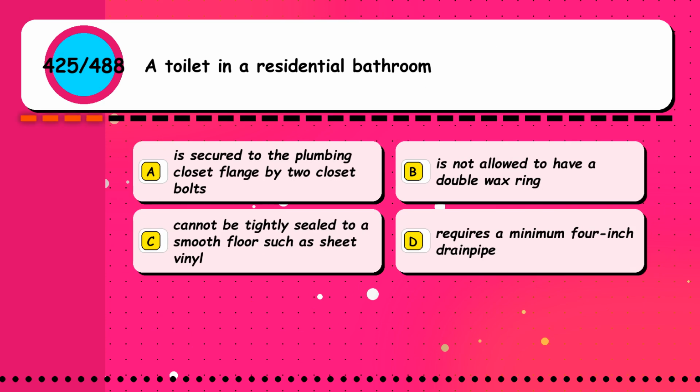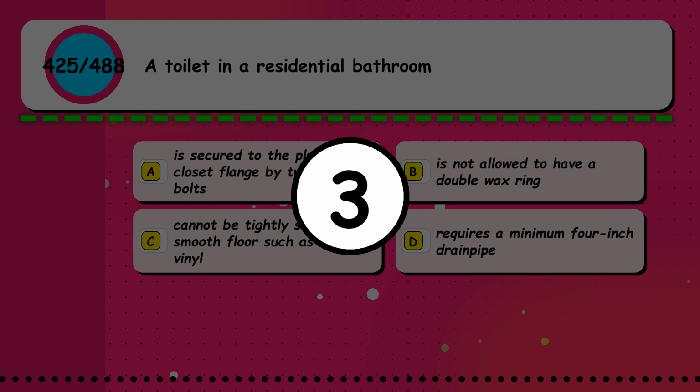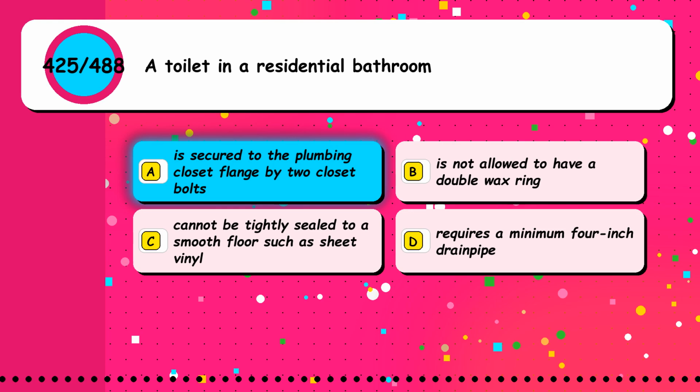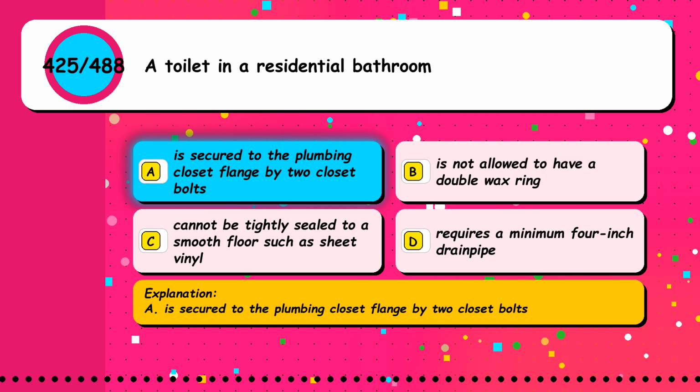Question 425. A toilet in a residential bathroom. Option A, is secured to the plumbing closet flange by 2 closet bolts. Option B, is not allowed to have a double wax ring. Option C, cannot be tightly sealed to a smooth floor such as sheet vinyl. Option D, requires a minimum 4-inch drain pipe. The correct answer is option A, is secured to the plumbing closet flange by 2 closet bolts.